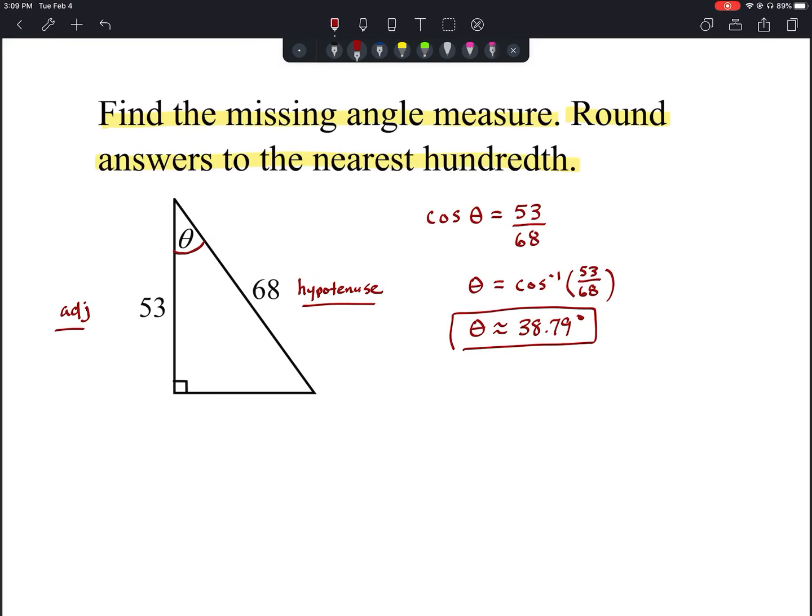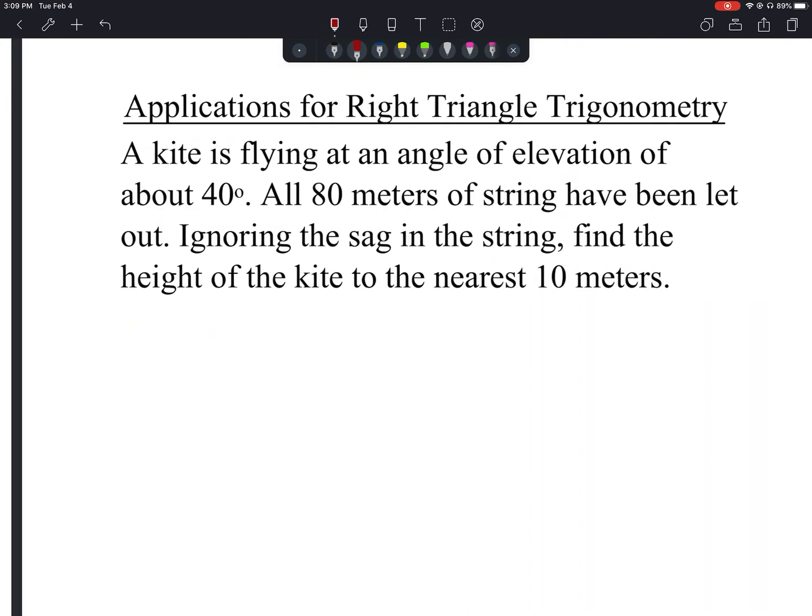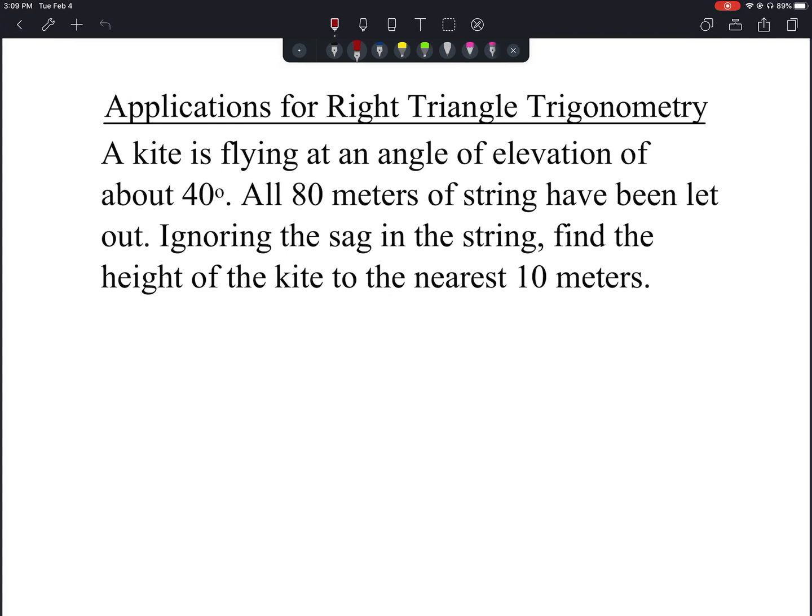If you have questions about any of these here, make sure you mark them down and you can bring them in. I'm going to go ahead here and jump on into the next problems. These are applications for right triangle trigonometry. So it says, a kite is flying at an angle of elevation of about 40 degrees. All 80 meters of string have been let out. Ignoring the sag in the string, find the height of the kite to the nearest 10 meters.